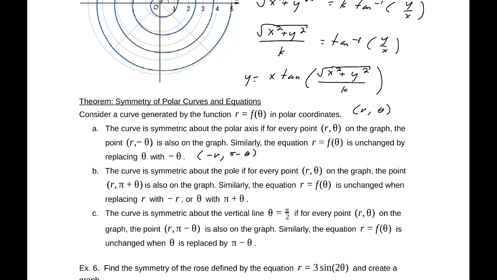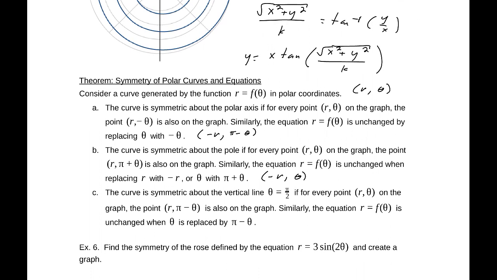Okay, second, it's symmetric about the pole, that is (0, 0), the origin, if for every point (r, theta) on the graph, (r, pi plus theta) is also on the graph. Okay, an alternate way to think of that is if (negative r, theta) is also on the graph.